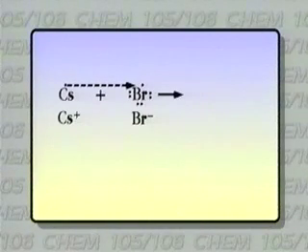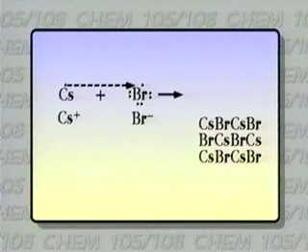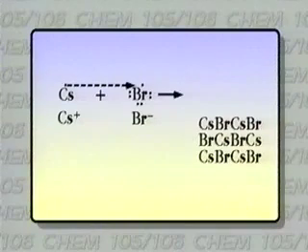Actually, in making up the compound, if we looked at a little solid chunk of cesium bromide, we would see something that looked like this: cesium and then a bromine, and then a cesium and then a bromine, and a cesium and a bromine, and so on as we go along, making up the solid.